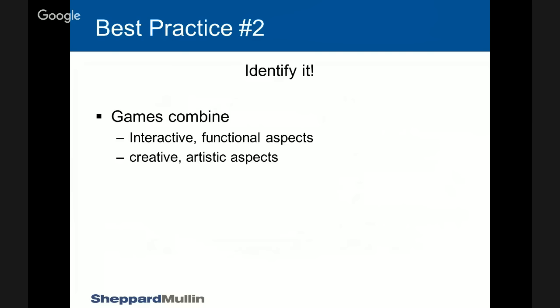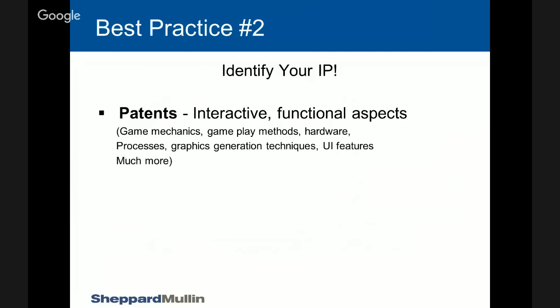So the thing that makes games interesting from an IP perspective is that there's both interactive or functional aspects of what the game does, the game mechanics, etc., and then the creative artistic aspects. And both types are protectable. So when you start to try to figure out what do you have that's protectable and assess it, from a patent perspective, you want to focus on what does the game do, what's the interactivity, the game mechanics, the overall processes that you're using, any hardware elements, UI features.